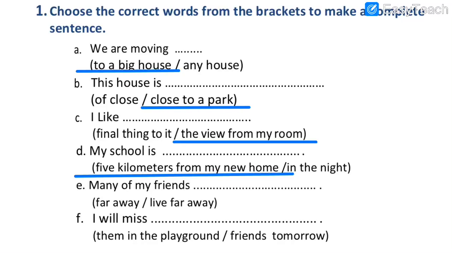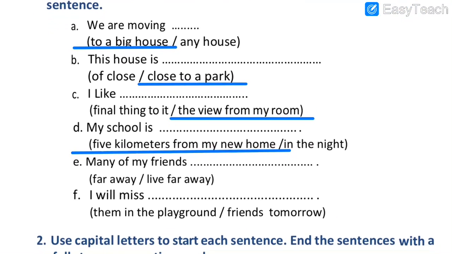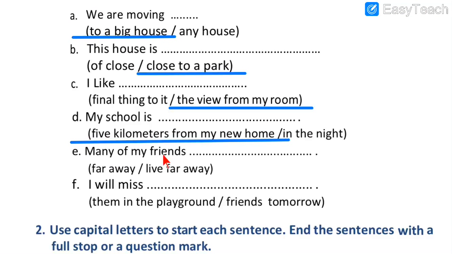Right? Next one: Many of my friends dash. Let us read the options one by one. Far away or live far away. So we have to read both the options one by one. Many of my friends far away, or many of my friends live far away.